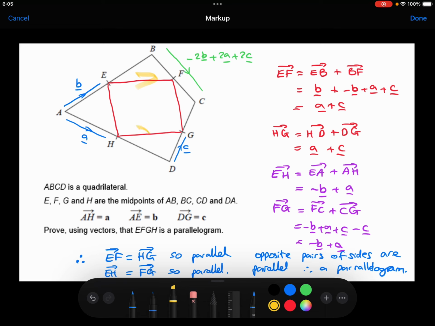I've then worked out the vector H to G by going from H to D plus D to G. H to D, that's vector A, and D to G, that's vector C. So adding them together, we get A plus C. So the E to F, this vector here, that is A plus C. The vector H to G, that is also A plus C. So those two vectors are parallel and also equal in size, as you'd expect for a parallelogram.